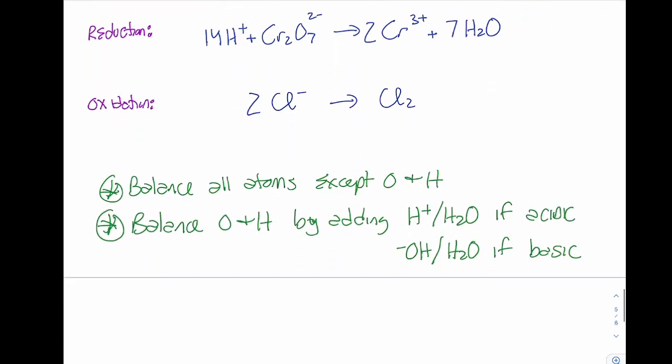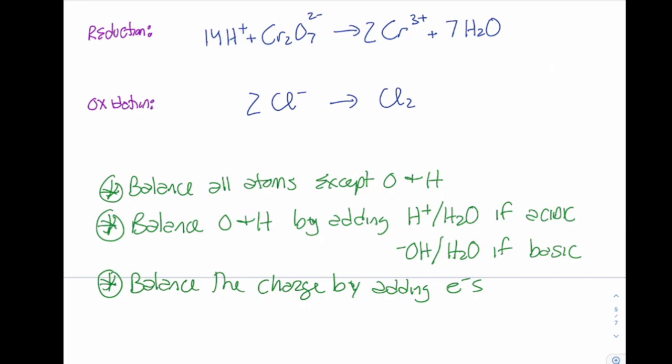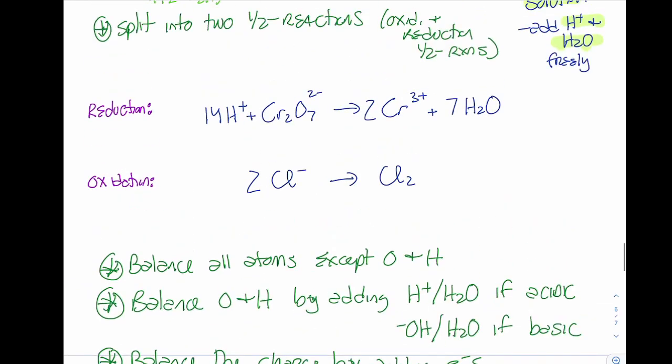My next step is we're going to actually balance charge. And we're going to do that by adding electrons. It's going to look kind of weird at first. We're actually going to put plus e with a little negative sign on whatever side we have to balance our charge. Once we add them back together, those electrons are going to cancel each other out. So I'm going to do the second half reaction first.